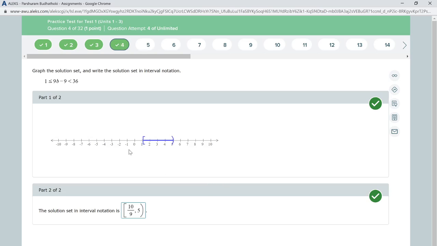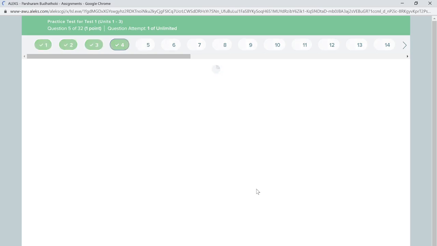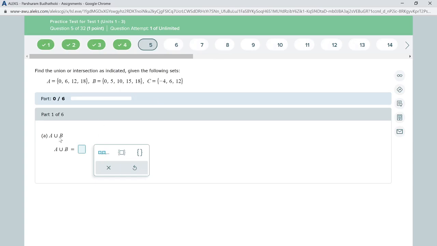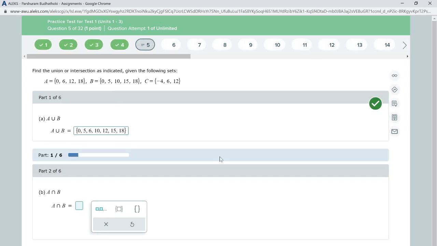Okay. A union B, meaning everything from A and B. So we use these braces here: 0, 6, 12, 18, 0, 5, 10, 15, 18. So 0, 5, 6, 10, 12, 15, and finally 18. That's union. Union means everything from A and B.